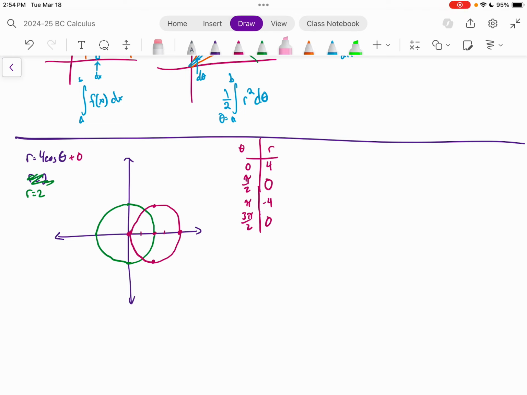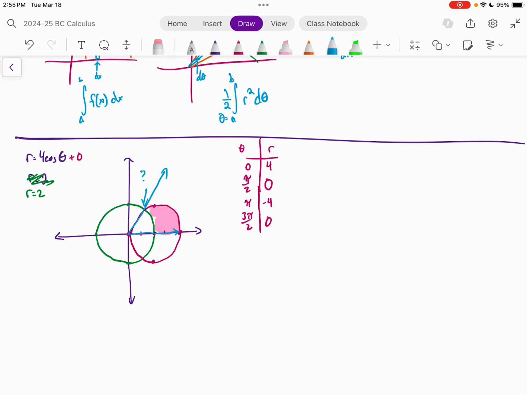Let's find this area. Okay, that area might be kind of scary. How would we find that area? Well, as I said before, the first thing that we're going to need to find is our bounds, right? So this is clearly going to go from theta equals 0 to theta equals whatever this is. So we need to know this intersection point.